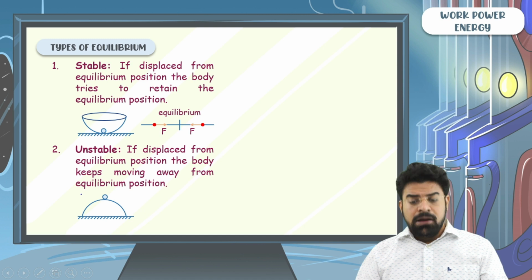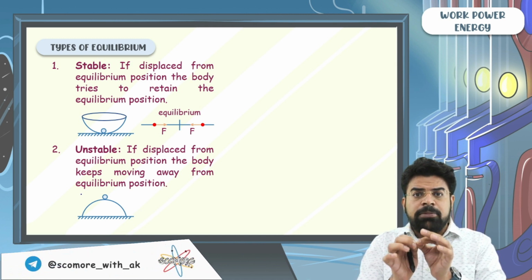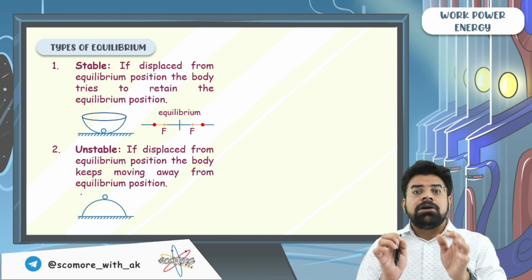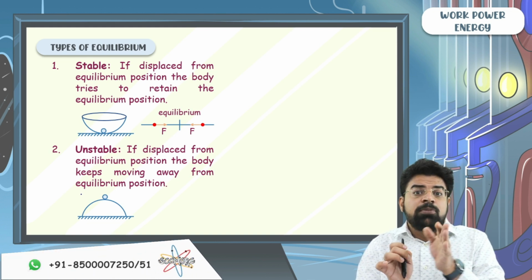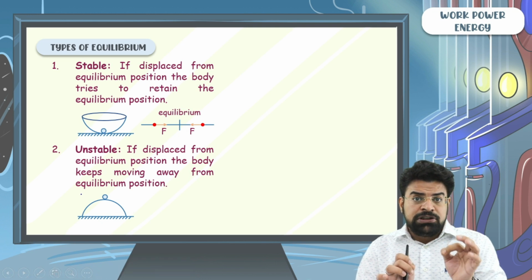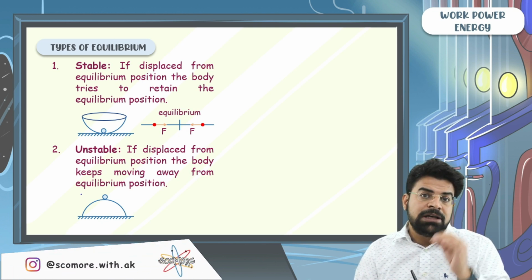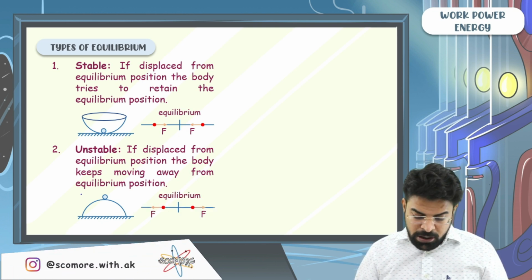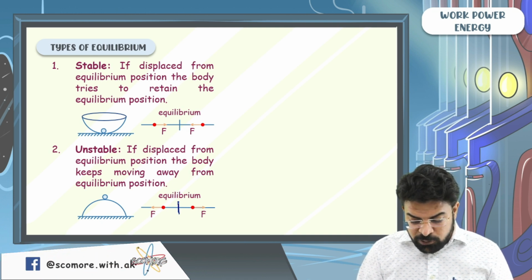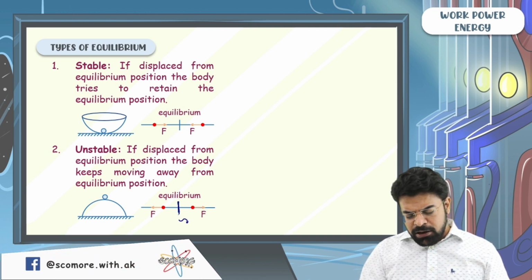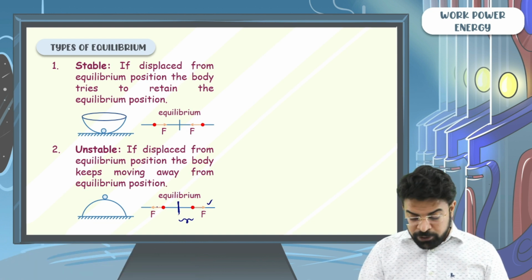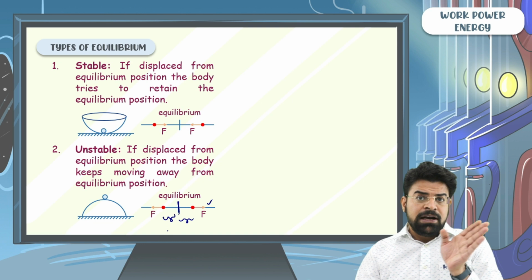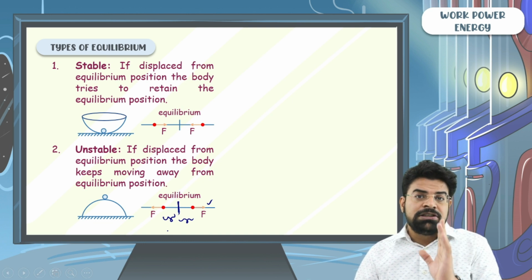So when on displacing from the equilibrium position, the particle does not move towards the original equilibrium position. To the contrary, it moves away from the equilibrium position. We say this type of equilibrium is unstable equilibrium. So if this is the equilibrium position, you shift the particle a little bit towards the right and the force is towards right. That is unstable equilibrium. If you shift it a little bit towards left and the force is towards left, you call it unstable equilibrium.